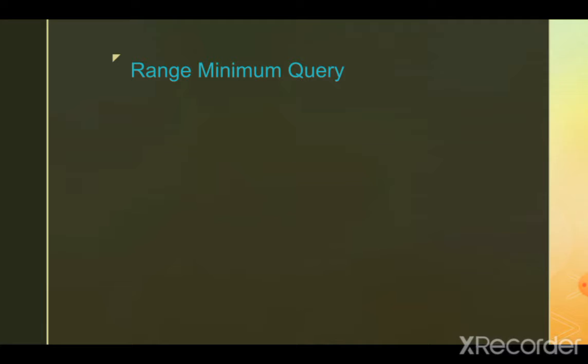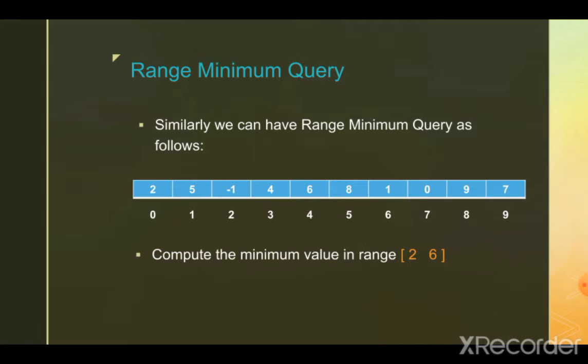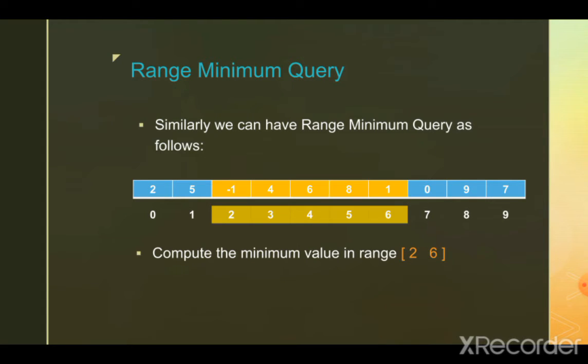Similarly, we can have a range minimum query. For example, for this array along with its indices, the example of a range minimum query is: compute the minimum value in range 2 to 6, again an inclusive range. The range is highlighted. As we can see, the minimum value in the range 2 to 6 is equal to minus 1.